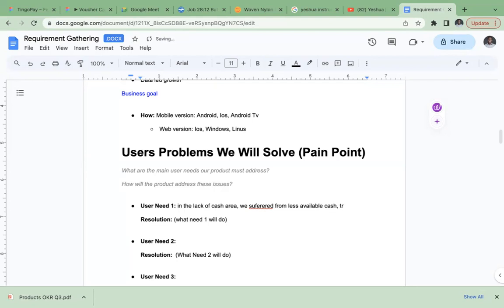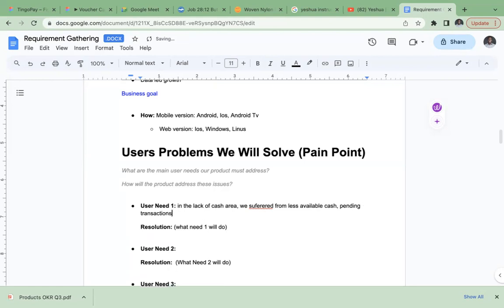We suffered from pending transactions, right? We also suffered from dubious activities. Fake alerts, that's what they call it. All these are under user need 1. That means user need 2 is a total resolution from this one? No. I'm just putting everything there so we can just copy and paste.